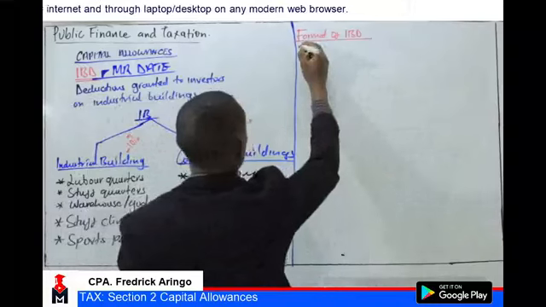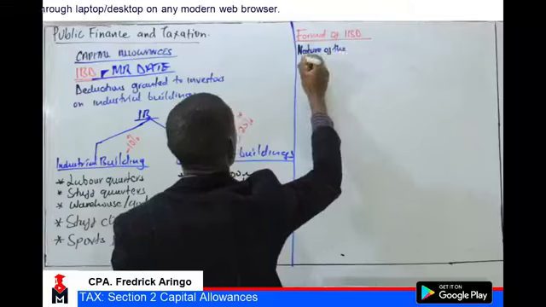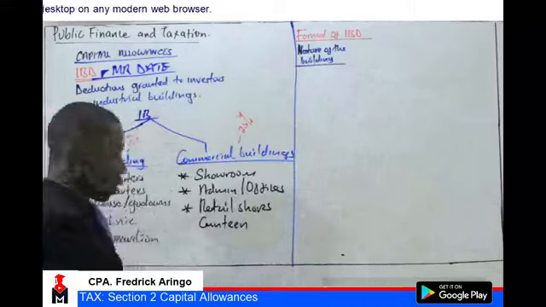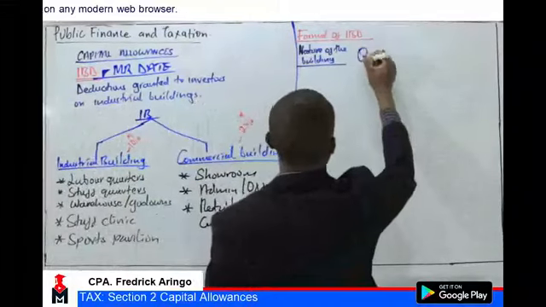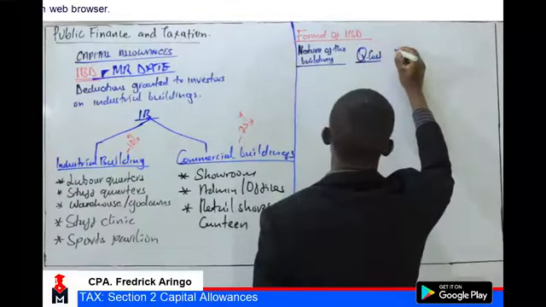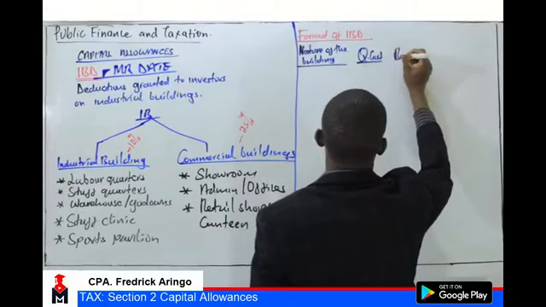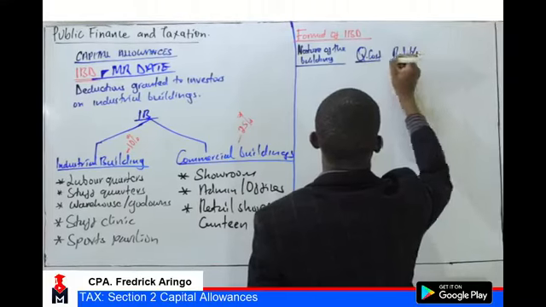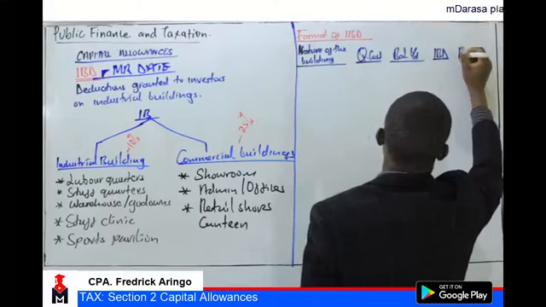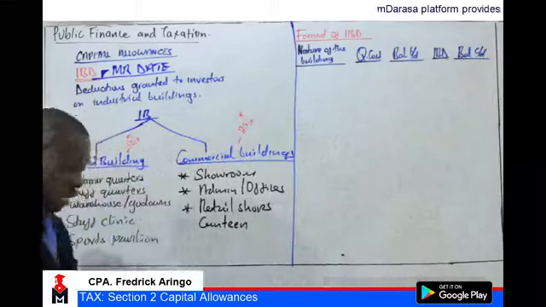I'm going to have the nature of the building. We are going to have the qualifying cost. Then before IBD, you are talking of balance brought down. Then you are going to have IBD, and of course the balance carried down. That gives us the format for IBD.